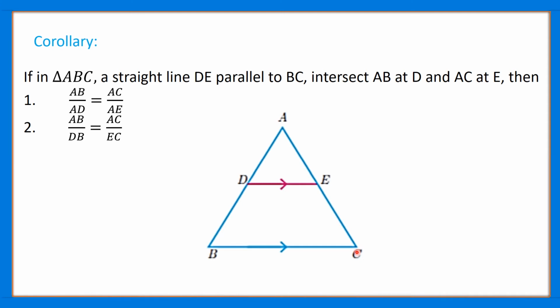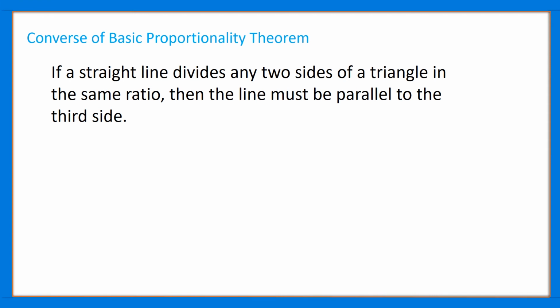That is, if we have a triangle ABC and a straight line DE is drawn parallel to BC which intersects AB at D and AC at E, then the ratio AB by AD is equal to the ratio AC by AE, and AB by DB is equal to AC by EC. Okay, we know that the basic proportionality theorem is true. Is the converse part of the basic proportionality theorem true? Yes, the converse part of the basic proportionality theorem is also true.